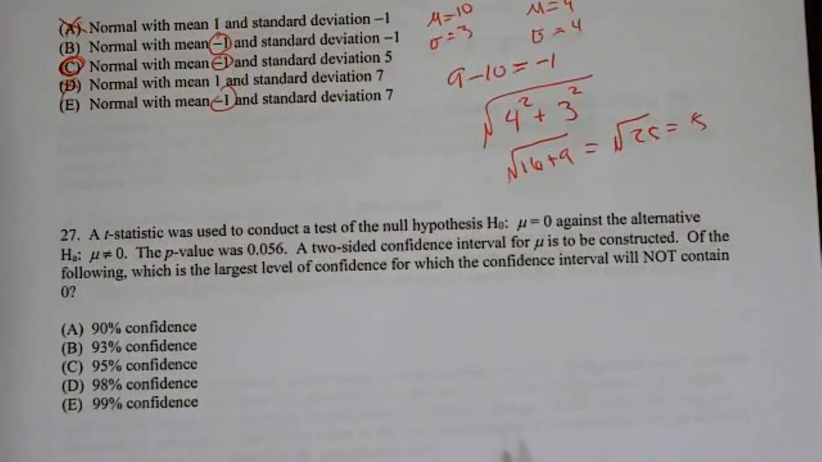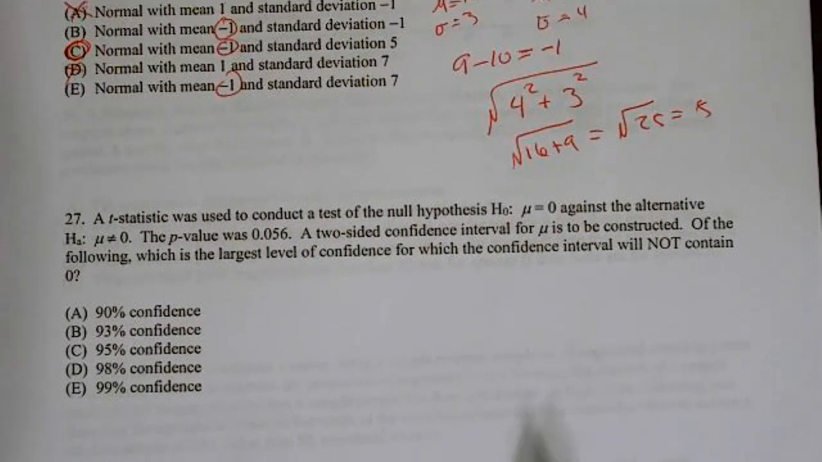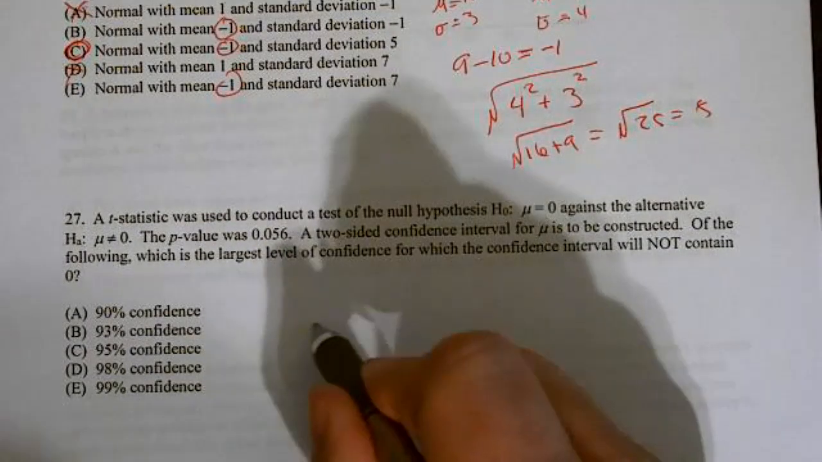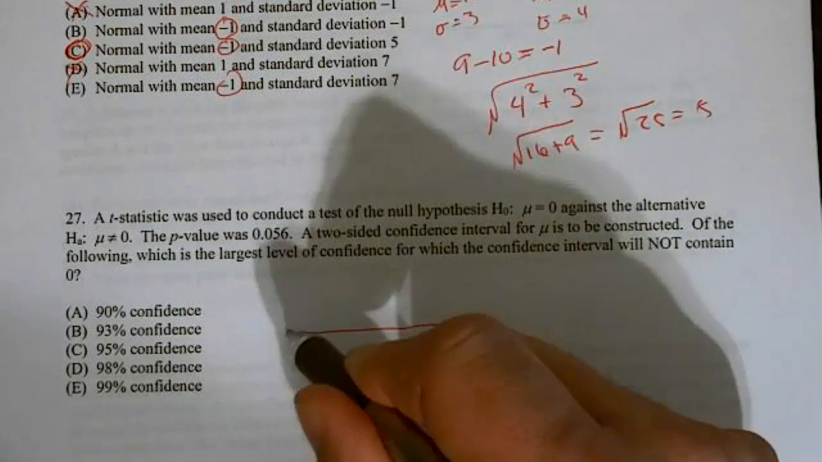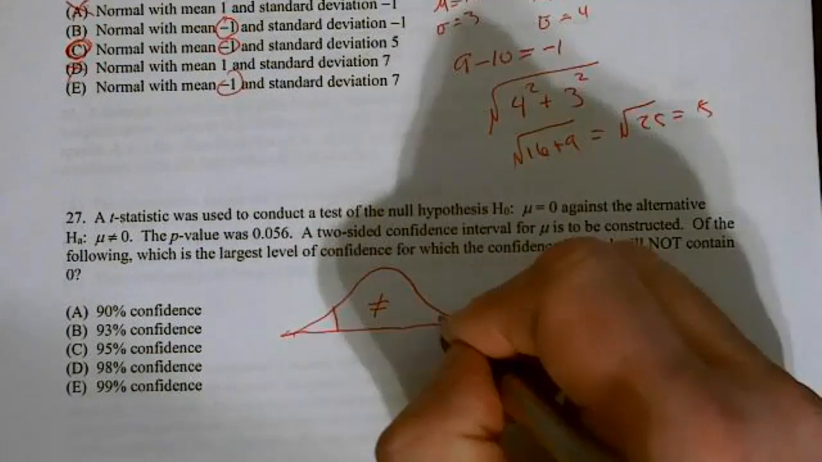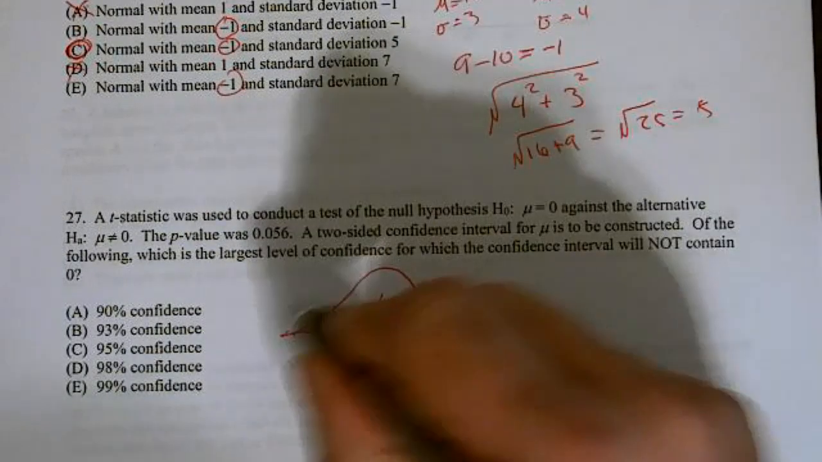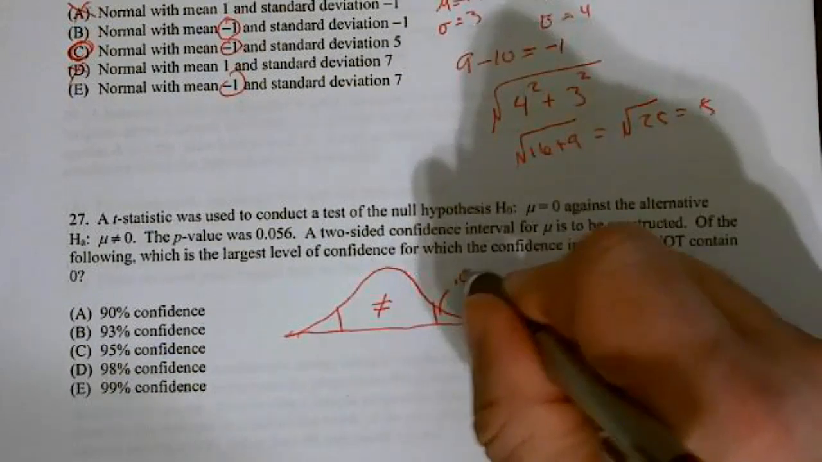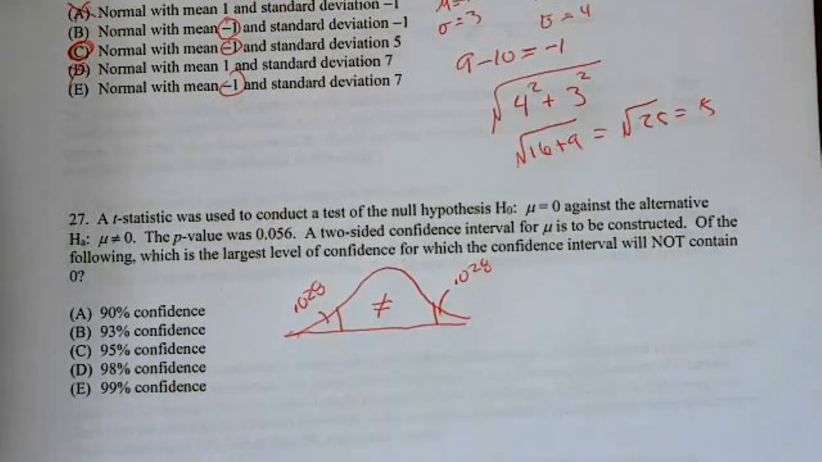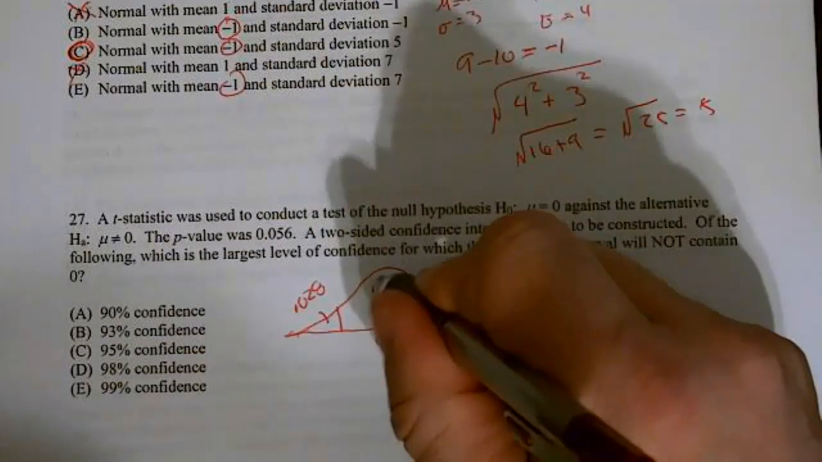A t-statistic was used to conduct a test of the null hypothesis mu equals zero against the alternative not equal to zero with a p-value of 0.056. What do we have here? We have a not equal, which means it's a two-tail test. That means 0.056 is split between both tails, so this is 0.028 and this is 0.028. We're centered on zero. That means I come up with 0.944.